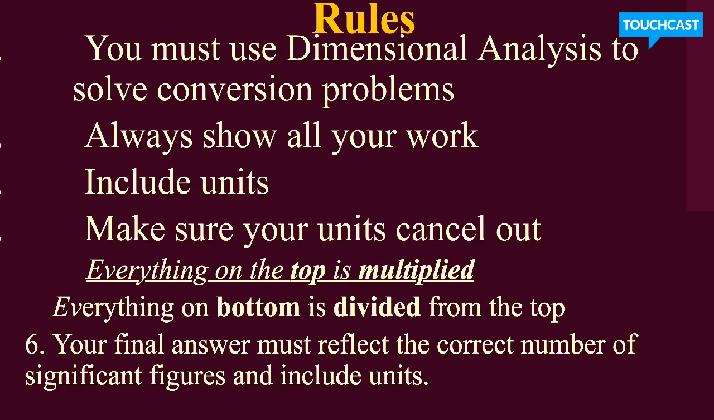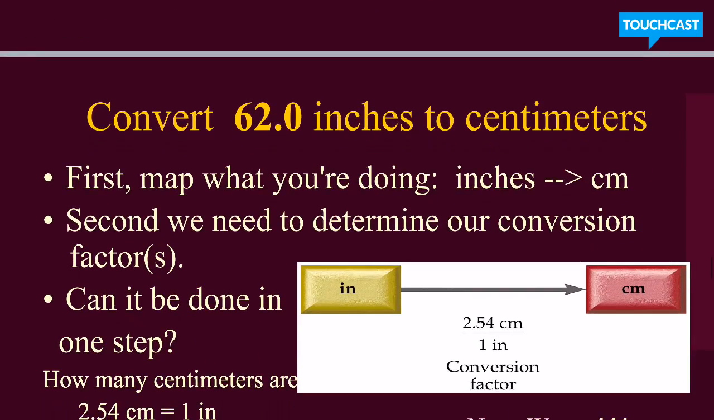Now, there are some rules that we need to obey when we are showing our work in my classroom. So you need to use dimensional analysis whenever we are trying to solve conversion problems. And when you do that, you need to make sure that you're showing all your work, that you are including your units, and make sure your units cancel out. And remember, everything on the top is multiplied and everything on the bottom is divided from the top. And please make sure that your final answer reflects the correct number of sig figs and includes units. Otherwise, you're going to be docked points, and nobody wants that. All right, so let's take a look at some real examples.